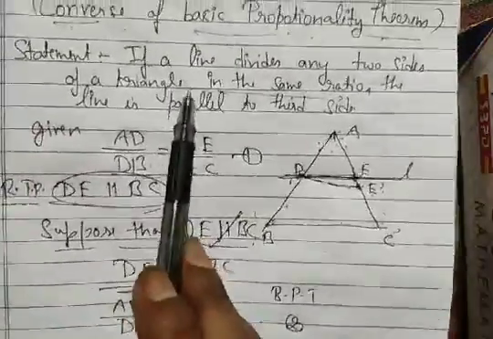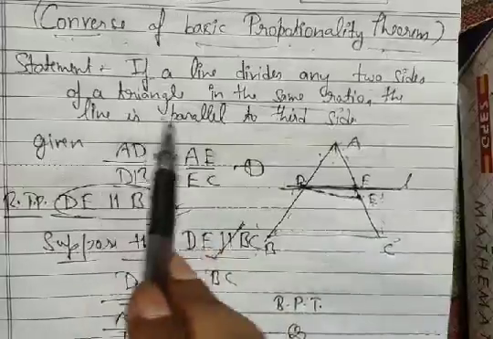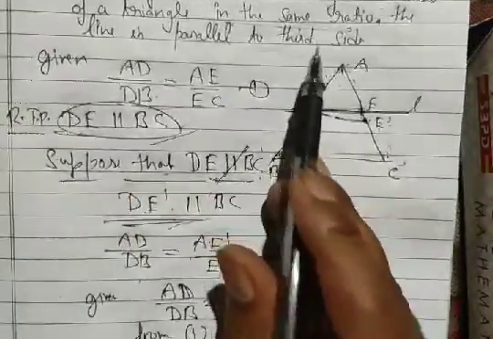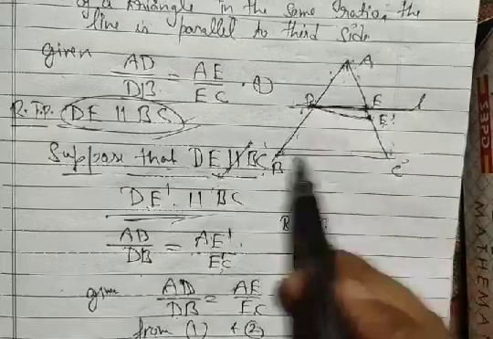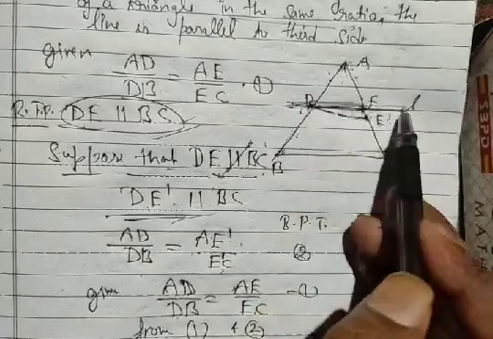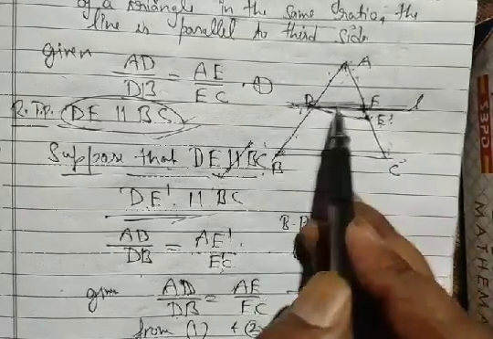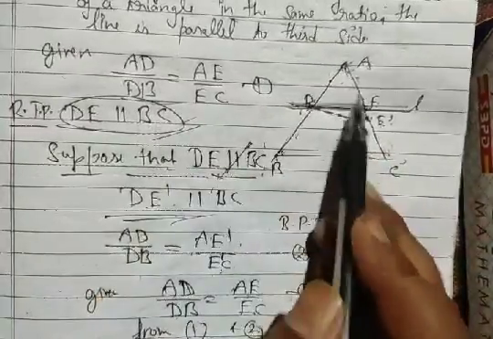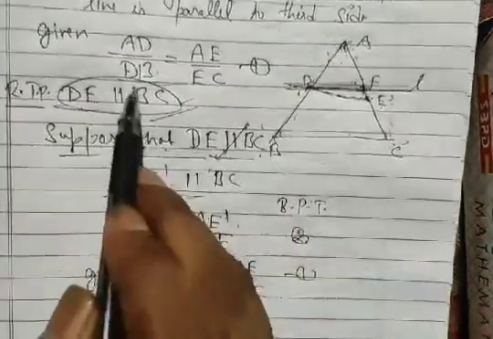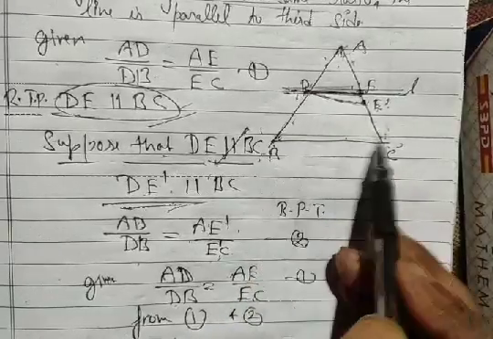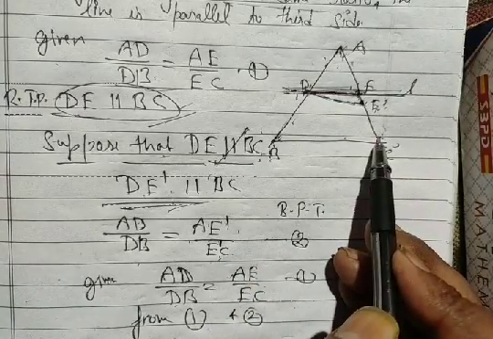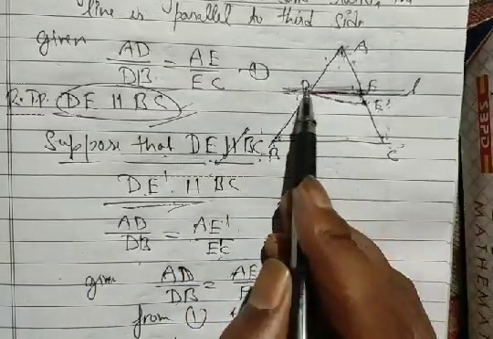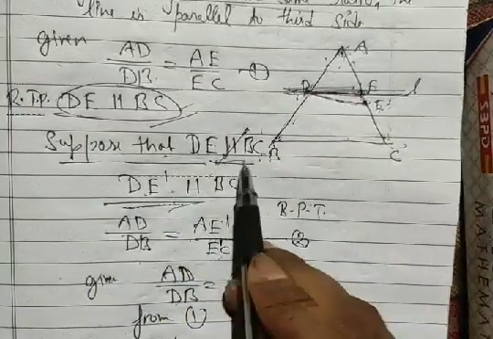In the theorem we have to prove that if a line divides any two sides of a triangle in the same ratio, the line is parallel to the third side. We have a triangle ABC, and a line intersecting at the point E, and it's given that it divides in the same ratio, meaning AD by DB is equal to AE by EC. We have to prove that DE is parallel to BC. We use the contradiction method. We suppose that DE is not parallel to BC.